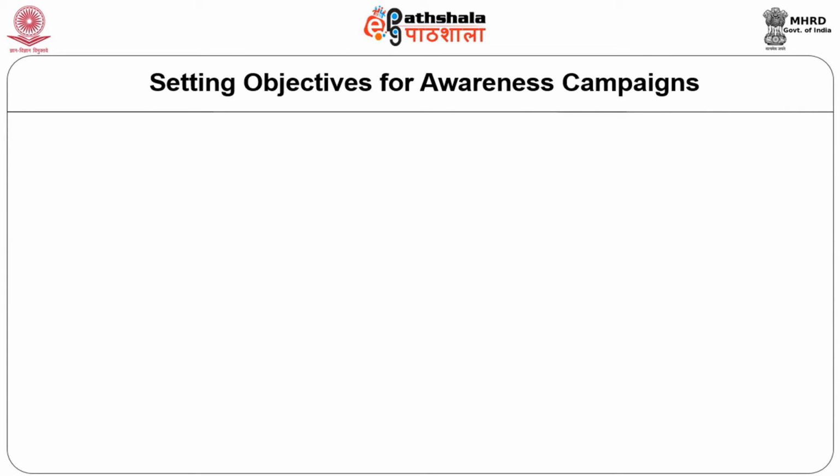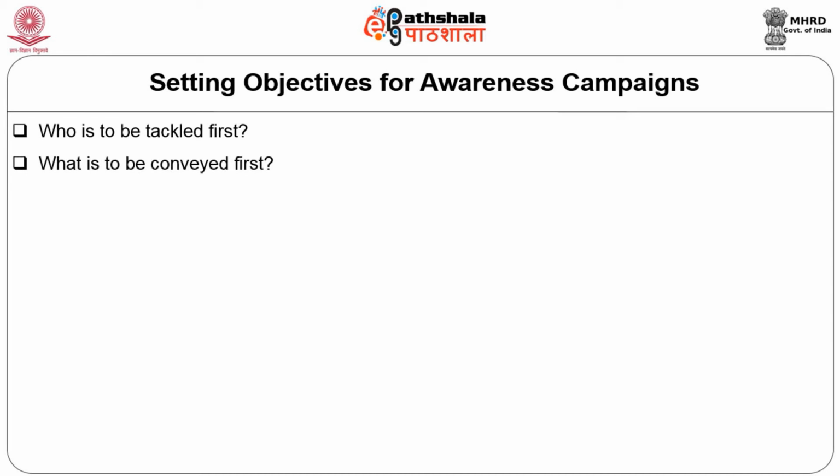So how to do it? We have to set clear objectives, and we have to understand how to go about doing our awareness campaigns. For that, what we need to do is we need to understand who's to be tackled first. So as I said earlier, any communication cannot be directly targeted at the beneficiary always. Sometimes you may have to target people who influence the person's decision making, or sometimes you may have to target a group in which the person lives, to help the person change the behavior. So we have to understand who has to be tackled first and what is to be conveyed first.